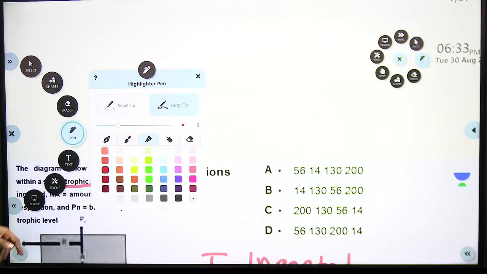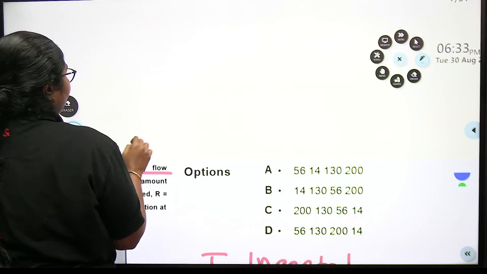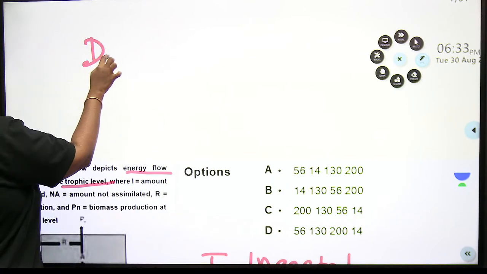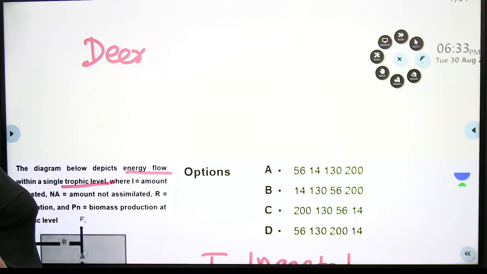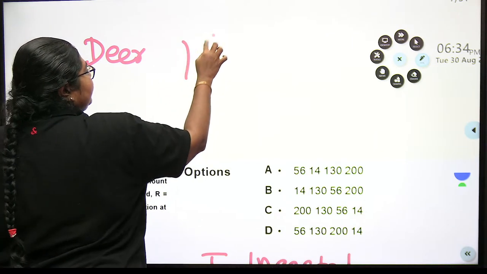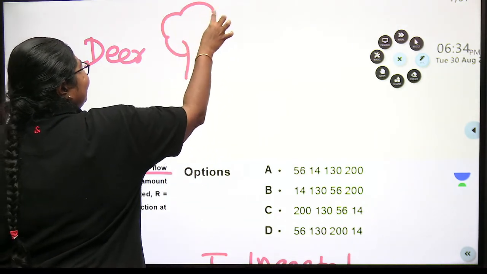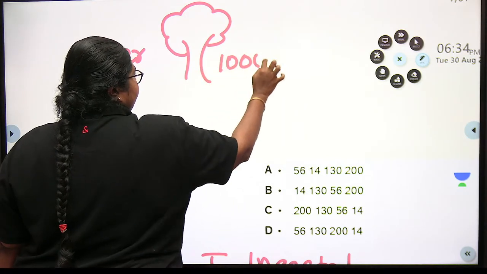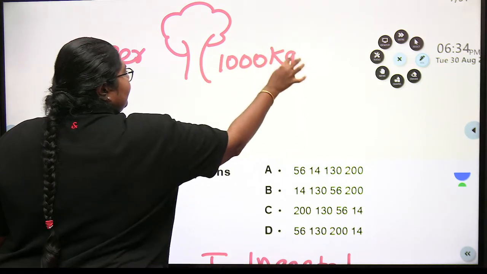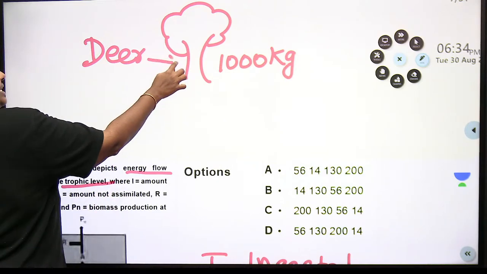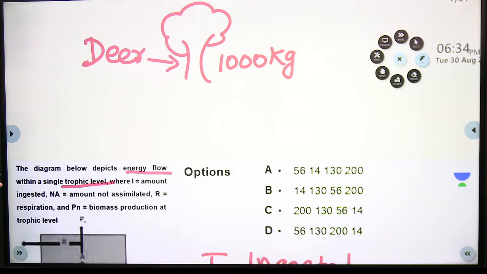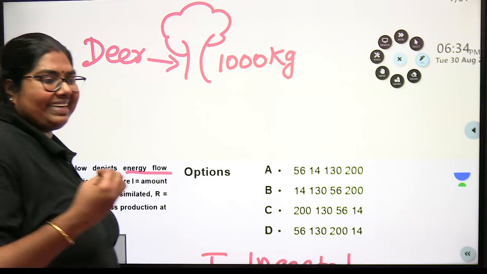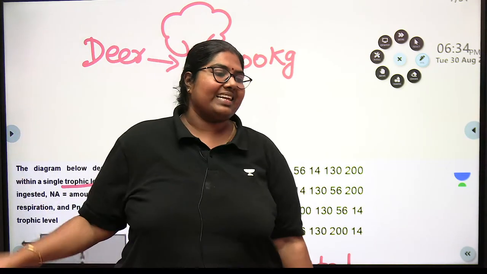Okay. Fantastic. Right, guys. So, first, there is a deer. The deer is seeing a tree. The tree is weighing 1000 kg. Will the deer eat all the 1000 kg? Is it possible for the deer to eat the total 1000 kg tree?